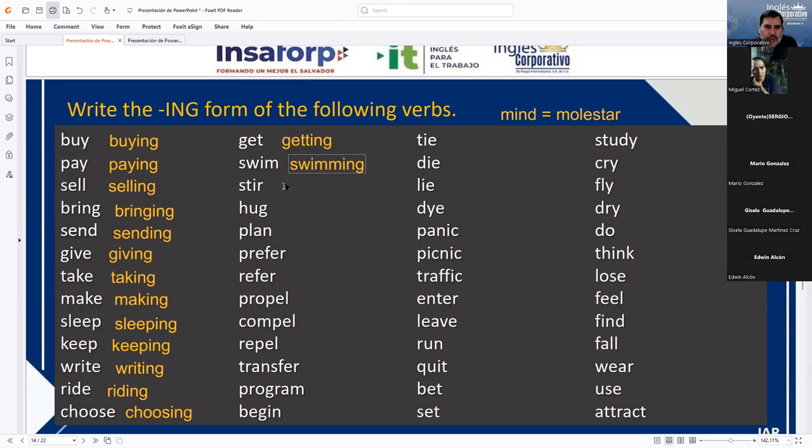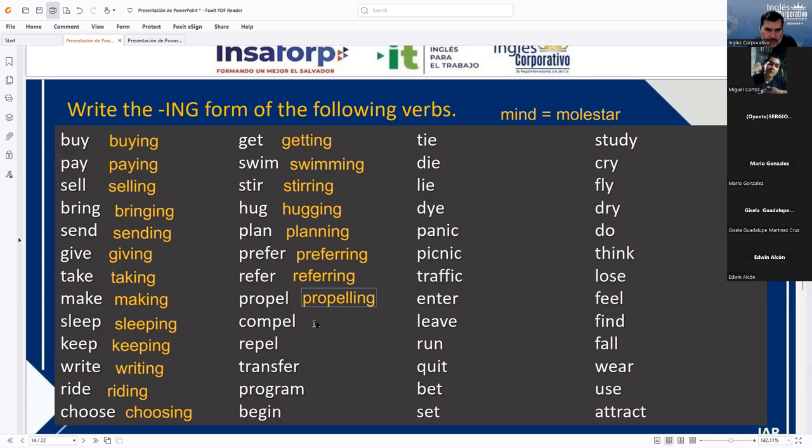Stir, double R. Stirring. Hug, what do we do? Double G. Hugging. Plan, planning, double N. Prefer, double R, preferring. Refer, referring, double R. Propel, double L.